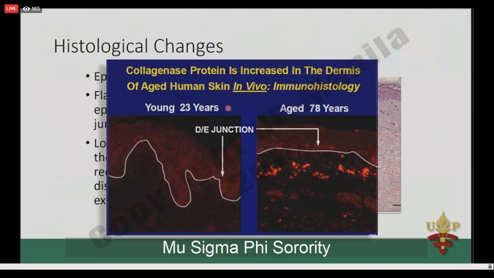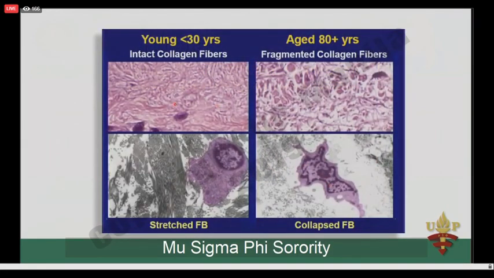Collagenase is a protein which breaks down collagen. And these are immunohistological photos showing the presence of a lot of this collagenase in aged skin. See here, intact collagen fibers in young skin, and you see fragmented collagen fibers in the skin of the elderly. This is a photo of a fibroblast, which is very healthy in younger skin. And look at the collapsed fibroblast in the skin of the elderly.